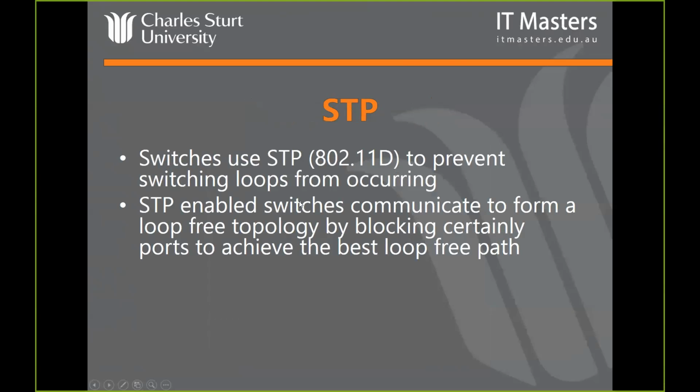So what this basically does is allows the switches to communicate via a set of what are called bridge protocol data units, which we'll look at in a second, using an algorithm which allows them to form a loop-free topology irrespective of the physical cabling by blocking certain ports to achieve the most optimal path at any one time. So the redundancy still exists. It's just that logically those ports are blocked. So there is only ever one specific path to any destination at a time.